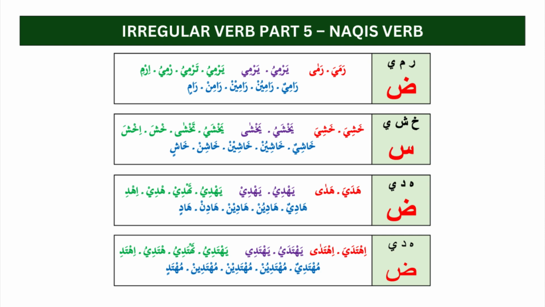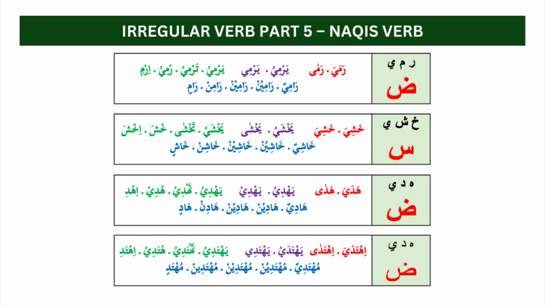Then, in the Ismul Fa'il, the forms shown: ramiyun, ramiyin, ramin, ramin, and ramin. The exact endings vary according to grammar, but the teaching point remains the same. The active participle comes from the same weak ending root, so the weakness still affects the shape of the word.